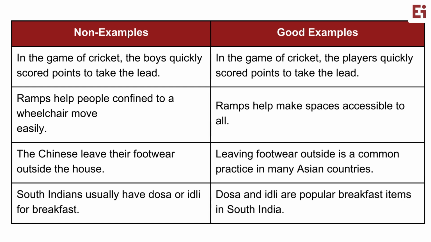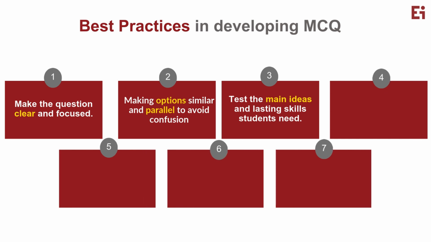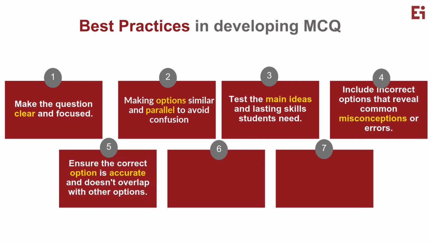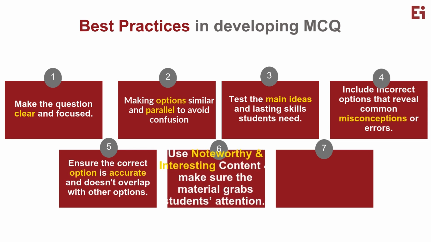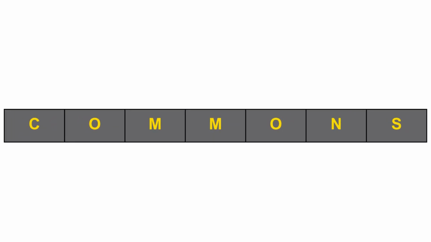And in this video, we covered 4 best practices for developing MCQs. Fourth, include incorrect options that reveal common misconceptions or errors. Fifth, ensure the correct option is accurate and doesn't overlap with the other options. Sixth, use noteworthy and interesting content and make sure the material grabs students' attention. Seventh is to set context. It should be relatable and not have any bias. For easy recall, use the mnemonic COMMONS.